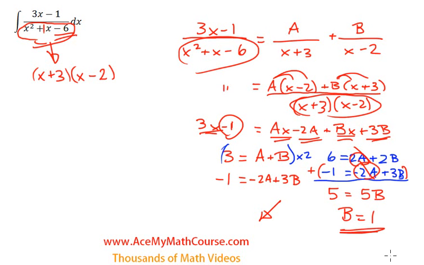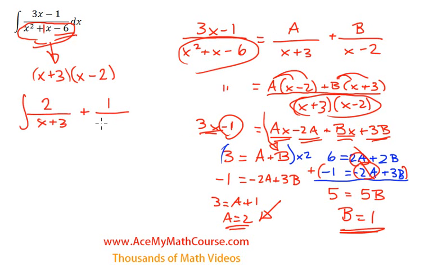How convenient. What about a? Well, I can plug in the 1 right here for b, and I get 3 equals a plus 1. Subtract 1 from both sides, and a is 2. Wow, that's it. So I can rewrite this integral as the integral of 2, which is our a, over x plus 3, plus 1 over x minus 2 dx.